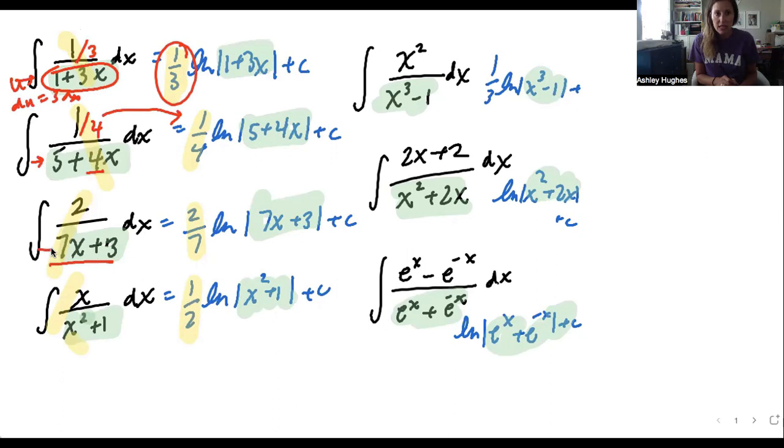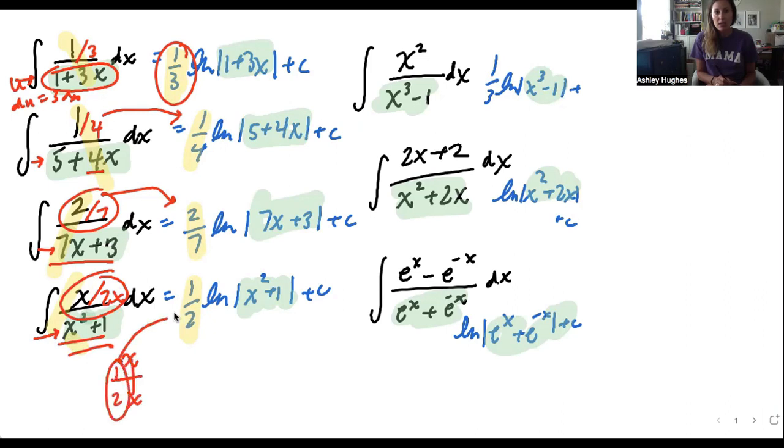What's the derivative of this guy? 7. So we divide this 2 by 7. That's where that comes from. What's the derivative of this bottom? 2x. So we're dividing x by 2x and we get the 1/2. It works as long as the derivative cancels, okay? So as long as this power is 1 more than that power, it will work out, or most of the time. You have to make sure it cancels.